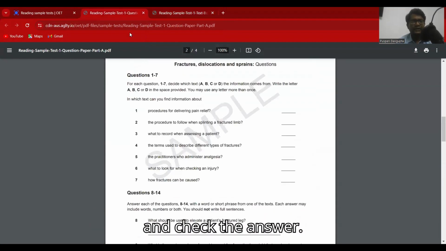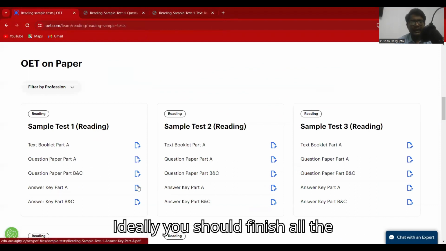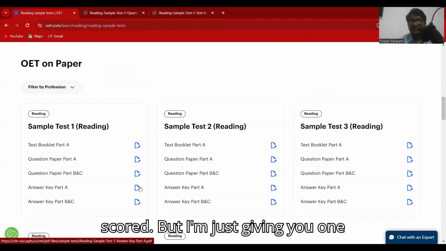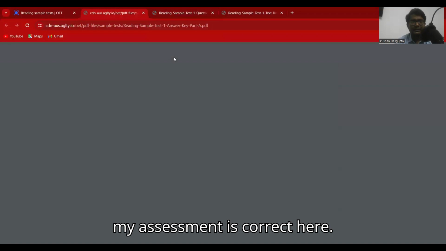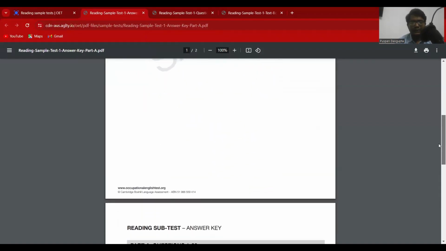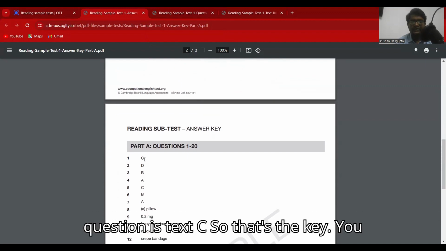Let's go and check the answer. So there is an answer key available here. Ideally, you should finish all the questions and then see how much you've scored, but I'm just giving you one question as an example. So let's see if my assessment is correct here. And yes, the answer for the first question is text C.